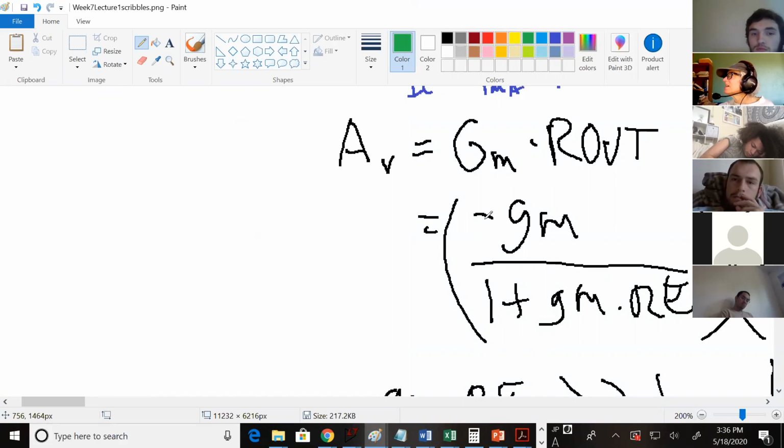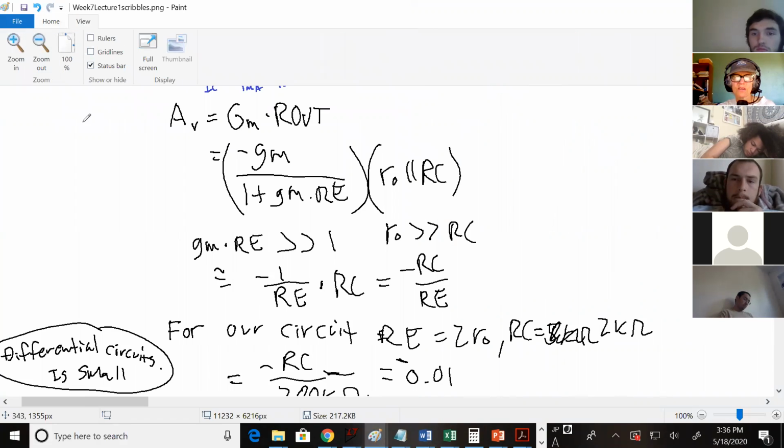Why is it a minus sign? Because it inverts. It's still a common emitter. So you have negative Gm over 1 plus Gm RE times your RO parallel with RC, and that's your gain. And then if you assume that Gm times RE is much bigger than 1, what's this simplified to?